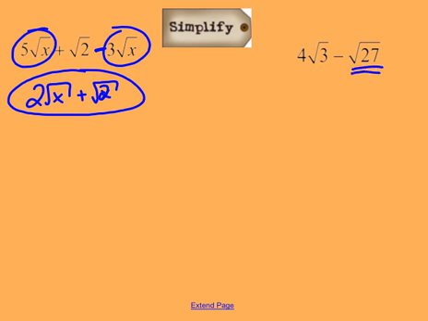Now, this is fun here, because I would write this as 4 square root 3. I would have split this up.